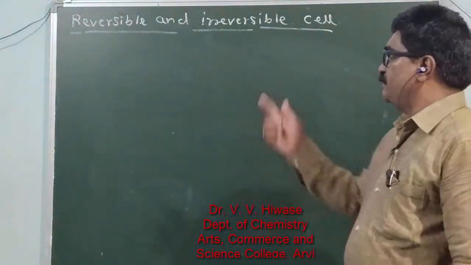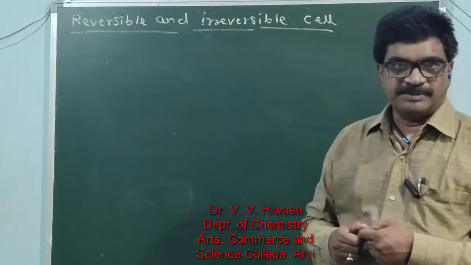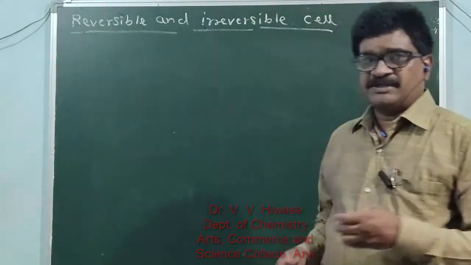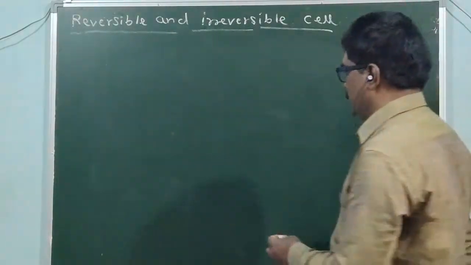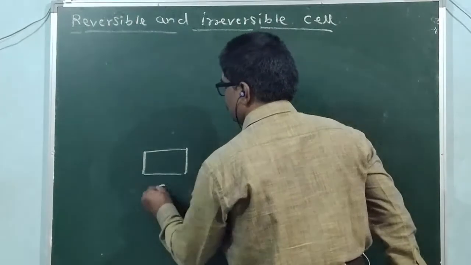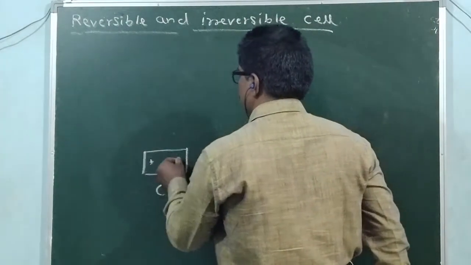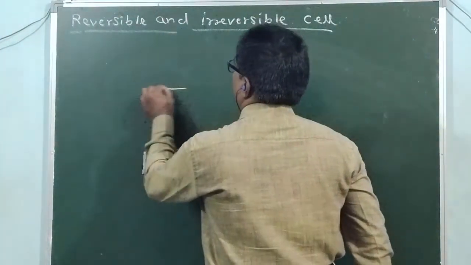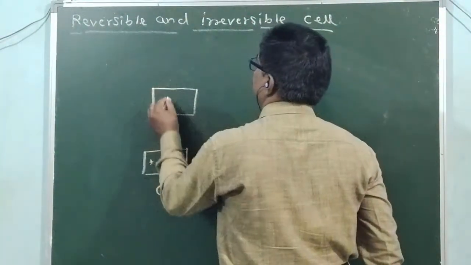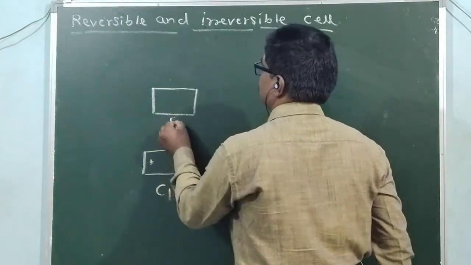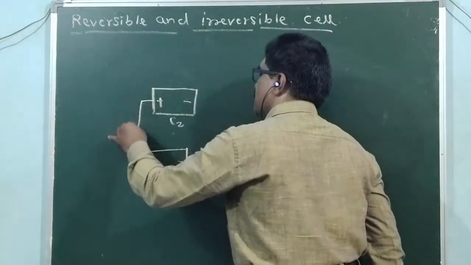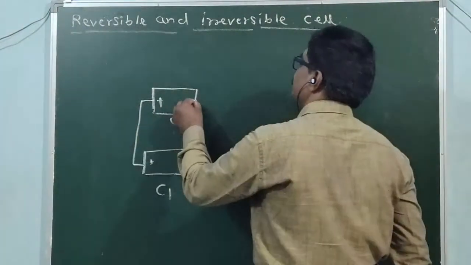Let us discuss the concept of reversible and irreversible cells. Now suppose I have two cells, that is cell C1 and C2. Suppose this is cell C1, positive, negative, and here there is another cell C2. And these two cells are joined in parallel.